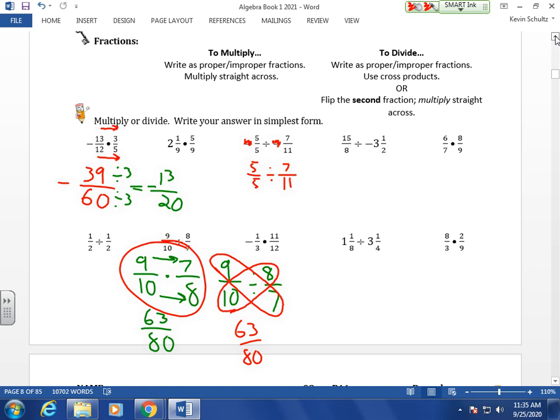Okay. Any other questions on multiplying or dividing fractions? Anyone not named Thumper who has questions on multiplying or dividing fractions? I just did call him Thumper.